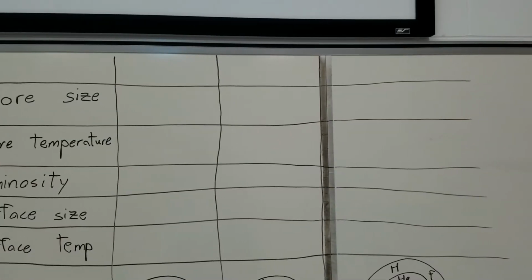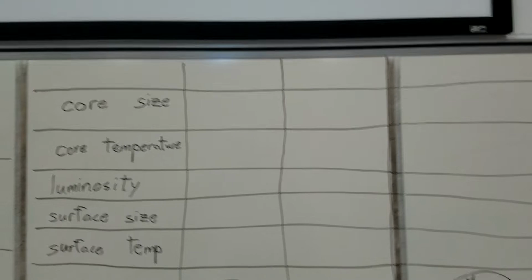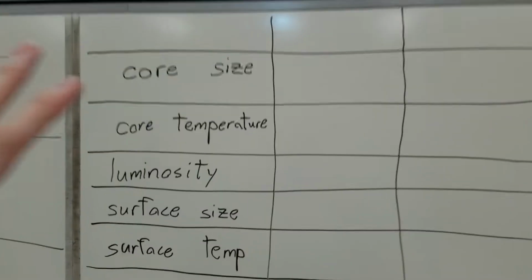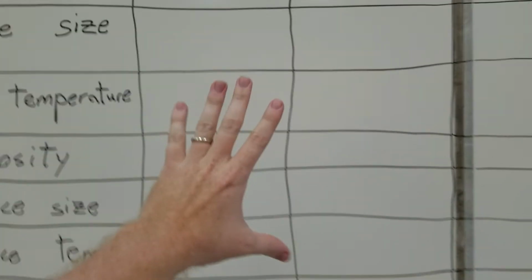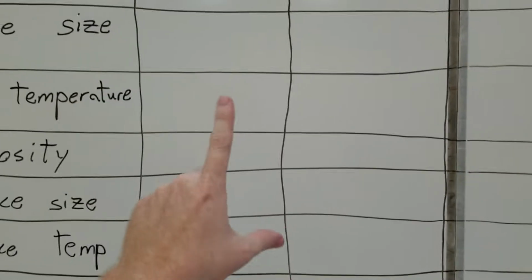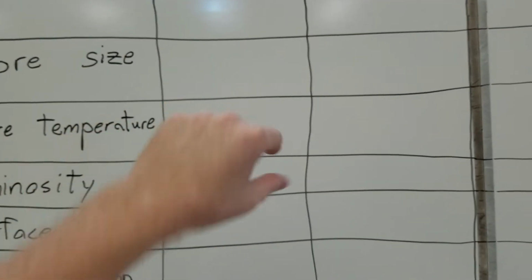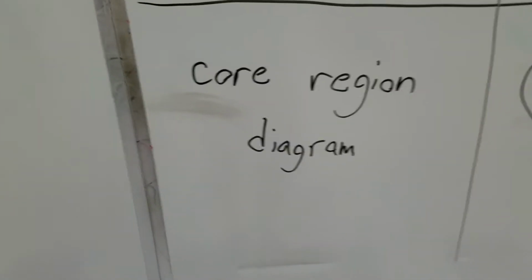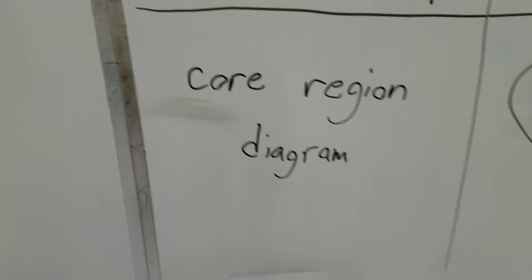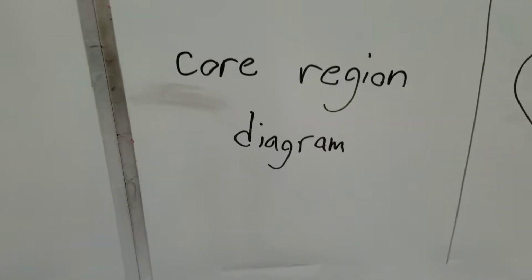So I have made a chart here, and you probably should try to make this chart as well. It's a chart that's going to show whether these things are increasing or decreasing. I'm going to use arrows in the chart to indicate increasing and decreasing. An up arrow means an increase, a down arrow means a decrease. All right. I'm also going to draw what's happening in the core region of the star. Now, by core region, I mean the core and the area around it.